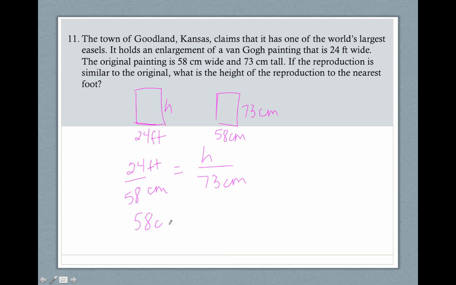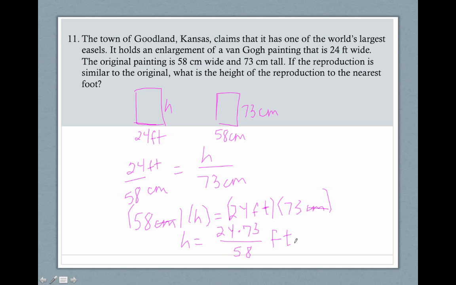58 centimeters times h equals 24 feet times 73 centimeters. So we can mark out centimeters on both sides, and we'll just have feet left. So h equals 24 times 73 over 58 feet. And then you would put that in your calculator and round it to the nearest foot.